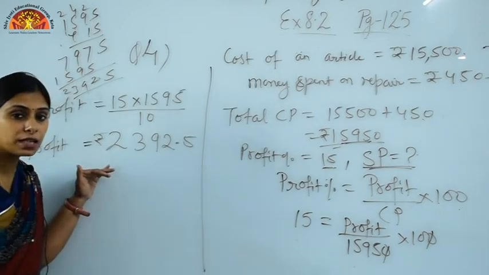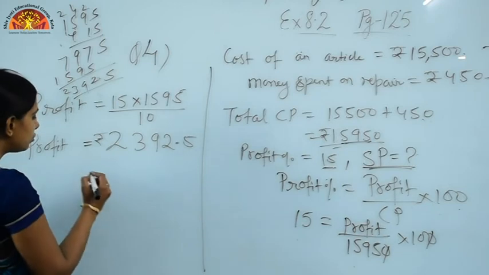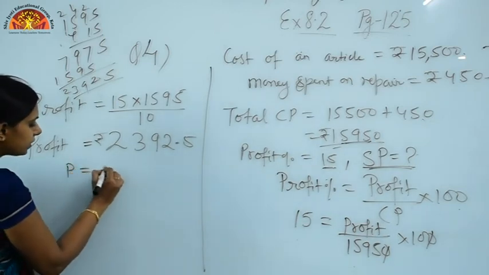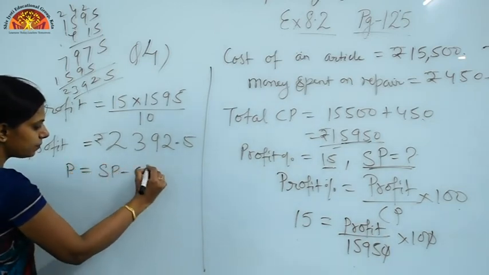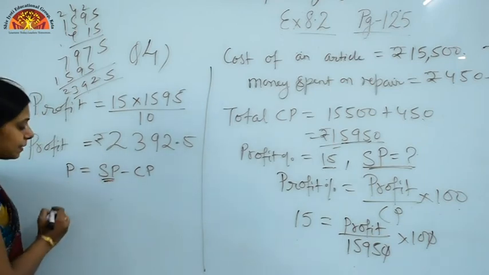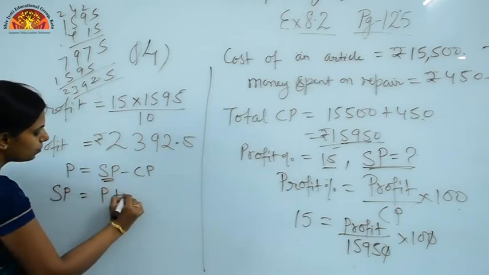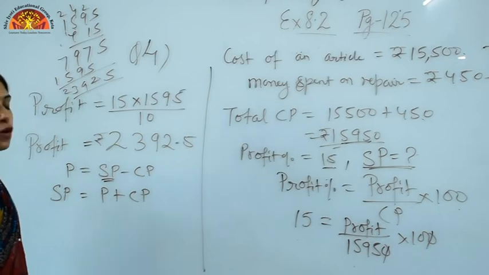Again the question is not completed. What you have to do, you have to just find out the selling price. Now children, as you know that profit is equal to SP minus CP. अब आपको निकालना क्या है, selling price निकालना है. So selling price is equal to profit plus CP.